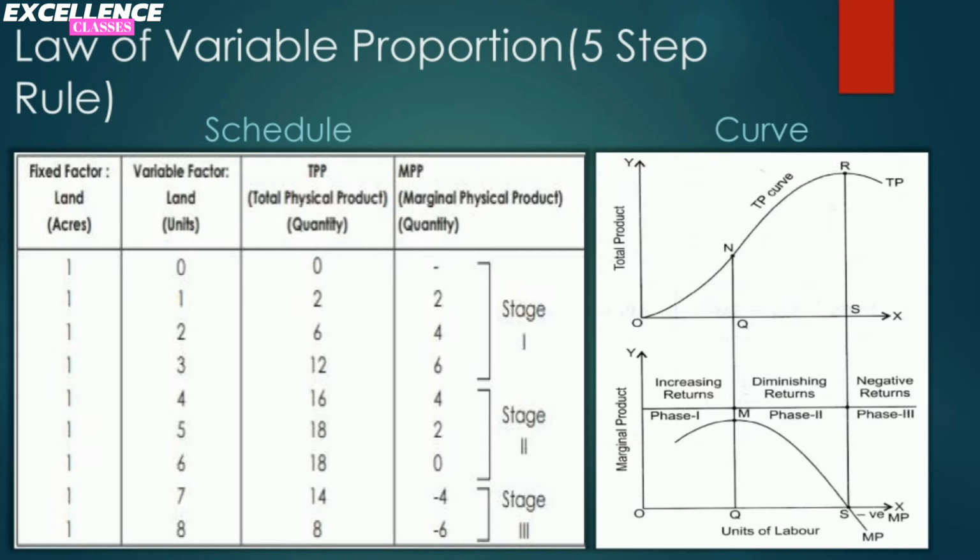In the schedule, you can see that the fixed factor, which is land, is constant across all units of output, but the variable factor is changing across all units of output. Total product is the sum total of output of each unit of variable factors used in the process of production, whereas marginal product can be calculated as TPn minus TPn minus 1.